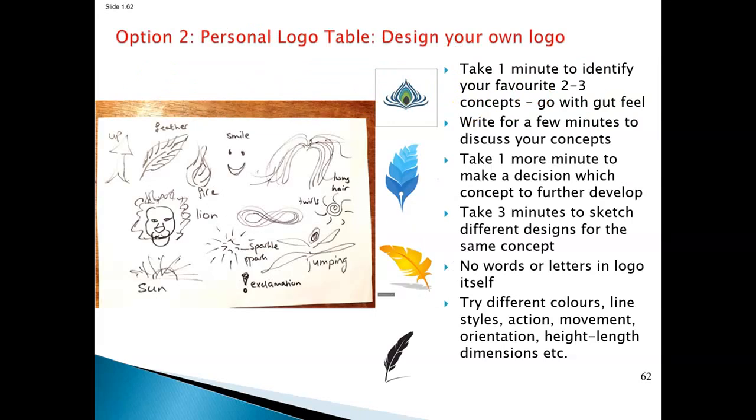Okay, take some minutes. Feather, smile, fire, lion. Doodle them, sketch them quickly. And then make a decision. Which one reflects me in the best way? Choose one of them. Let's say feather. Okay? Different alternatives. I can do something like this. Design it. You can do it by your hand as well, or digitally as you wish.